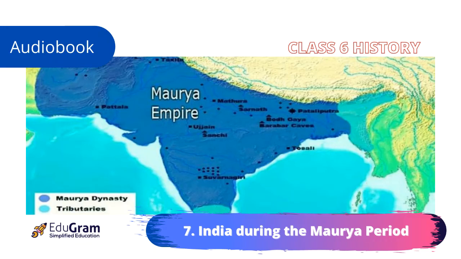There was a council of ministers which advised the king in matters of administration. There were many officers working at different levels. There was an efficient intelligence service, which kept an eye on the administration and on the movements of enemies.